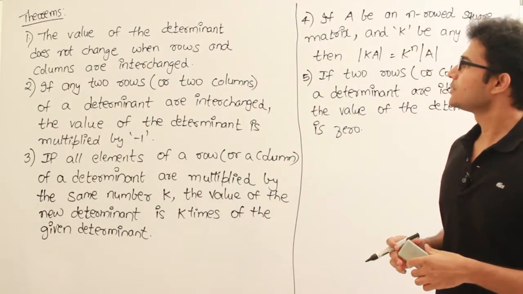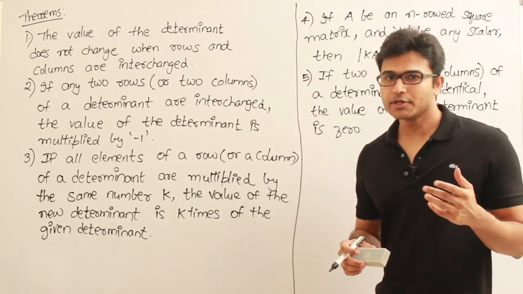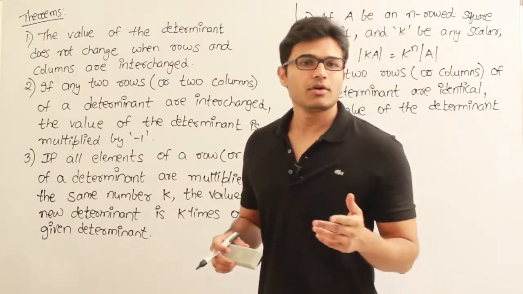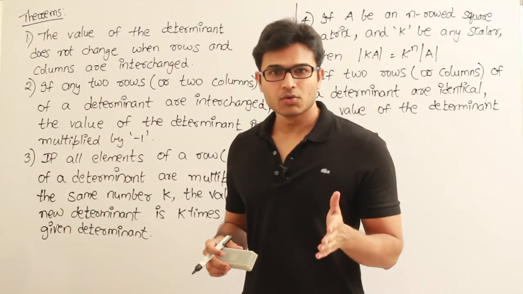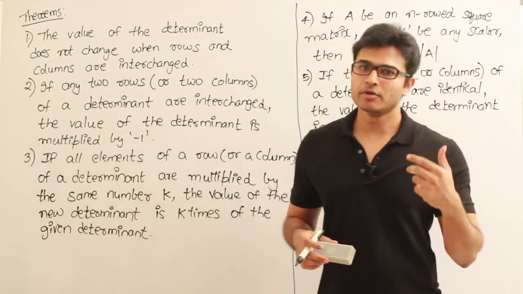These are some of the theorems which are used in finding out the determinants. You can call them the properties of the determinants as well. But I am not going to do the proof. What you can do is remember this statement. They are very easy to remember. They are all intuitive. We need not go into the proofs.